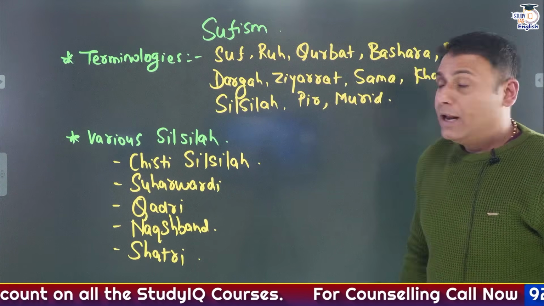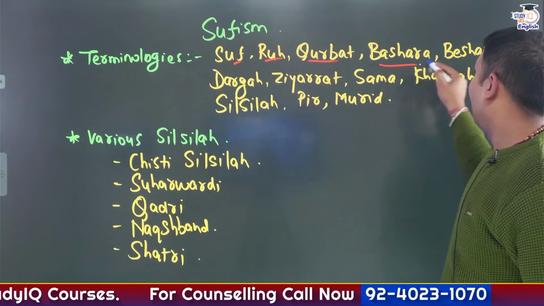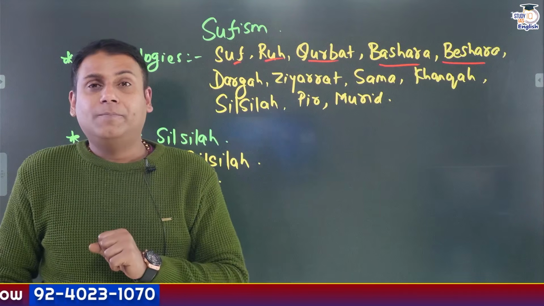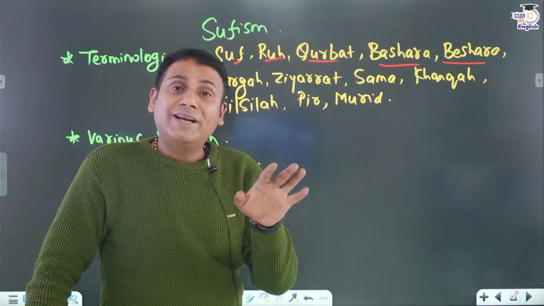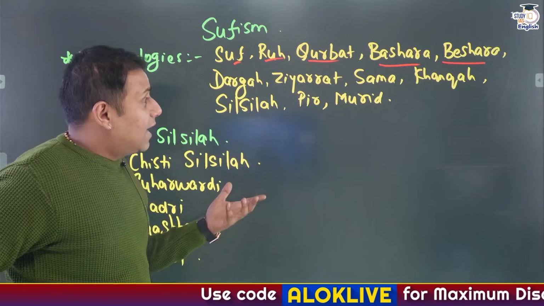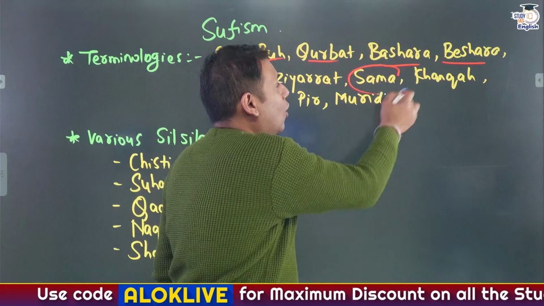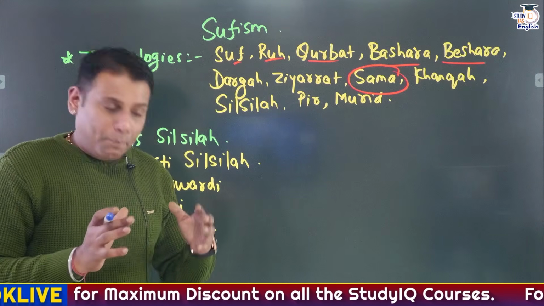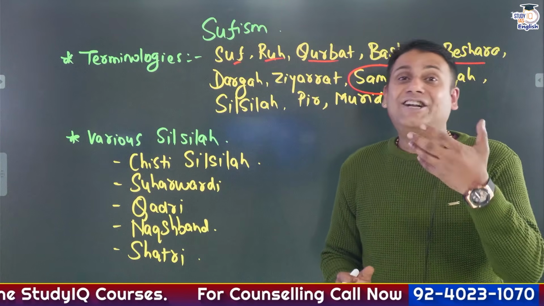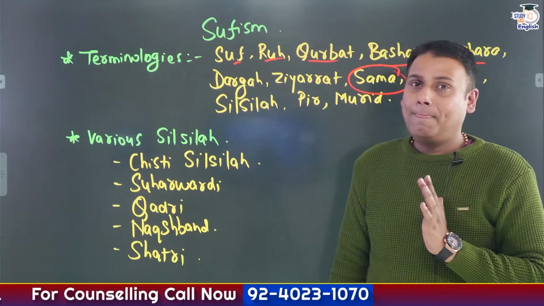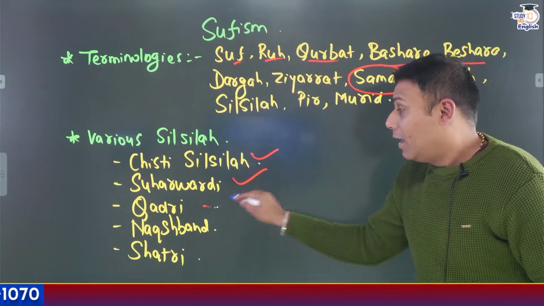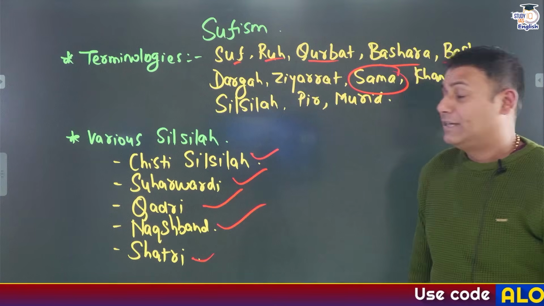Important terminologies like what is Suf, Ruh, Kurbat, Bashara and Beshara. Bashara means those Sufi saints who are bound by Islamic laws. And Beshara means those Sufi saints who are not bound by Islamic laws. Then what is Dargah? What is Ziyarat? Sama. Sama means musical congregation. The concept of Peer and Murid is the central theme of Sufism. Peer means teacher, Murid means disciple. And there were different silsilas such as Chishti silsila, Suharwardi silsila, Qadri silsila, Naqshband silsila and Shatri silsila.